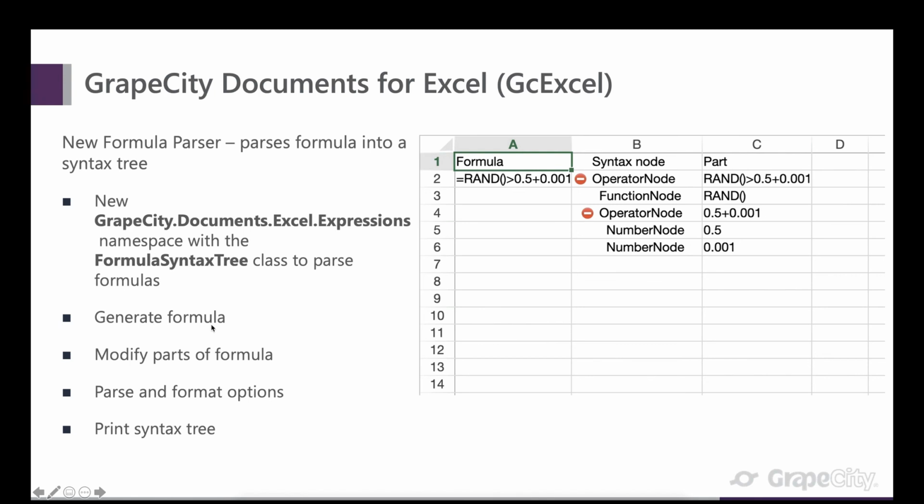You can generate the formula, modify parts of the formula, parse the formula, and apply format options or print the syntax tree. So if you have a formula like this, you see here there are different parts of the formula: a function, an operator, a number value. So if you parse this formula, then it can be broken down into different nodes: the operator node, the function node, or the number node. And you can then also parse different parts of the formula and then apply the modification.